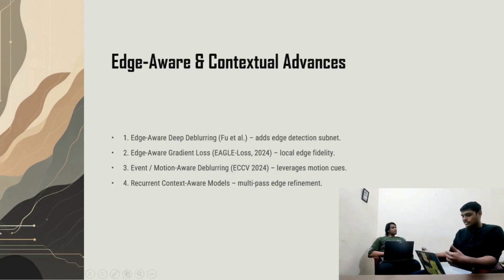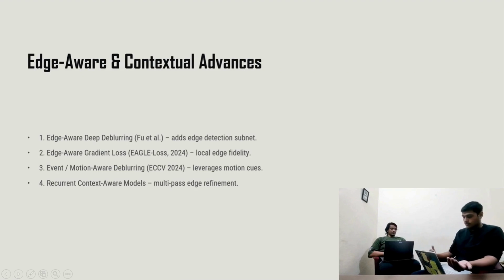And when we look at edge-aware deep image deblurring by Fu et al., these authors add a small edge detector inside the model, so it pays extra attention to lines and boundaries. And we have edge-aware structure-guided CNNs, and this particular model was recommended by multitudes of papers. These papers show that if you guide the model to follow sharpness and outlines while deblurring, you get sharper results without making the image look smooth or plasticky.